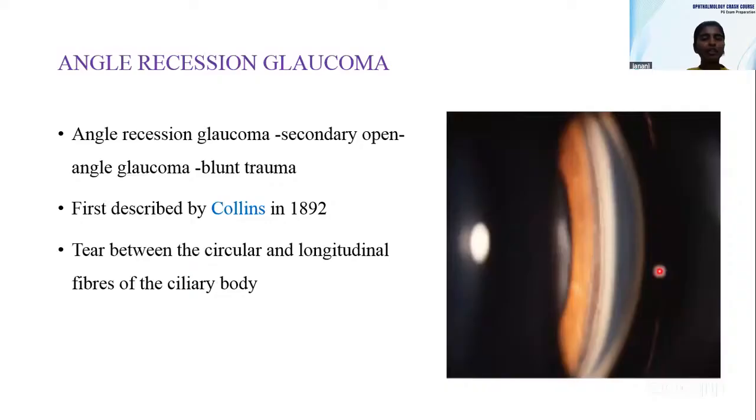So angle recession glaucoma, which is very important. It's a secondary open angle glaucoma which occurs after blunt trauma. It was first described by Collins in 1892. As I already told, it's a tear between the longitudinal and circular muscle fibers of the ciliary body. In this picture, you can see widening of the ciliary body band.